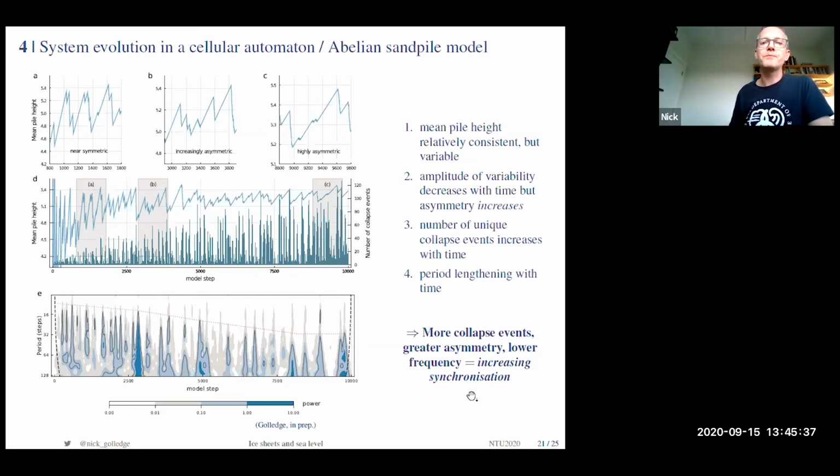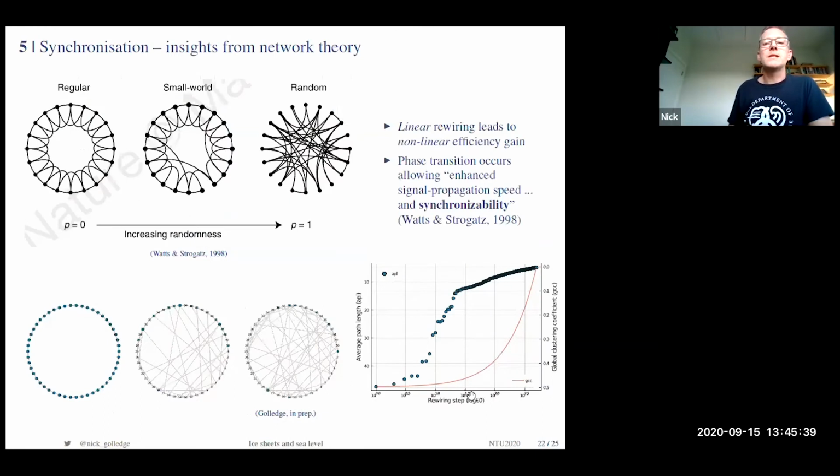Next slide, please. So essentially the system is beginning to synchronize. More and more parts of the system are behaving in sync with each other. To think about that, we need to go back to canonical examples of how synchronization evolves in dynamical systems. The work done at the end of the last century, 1998, a real seminal paper by Steven Strogatz and others, basically looked at modeling synchronization with network theory.